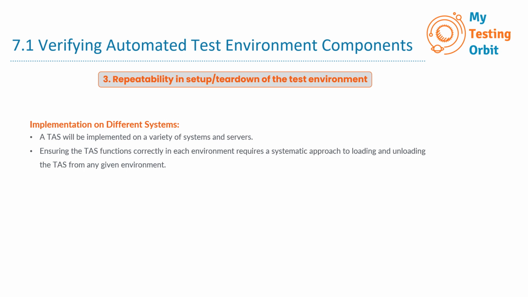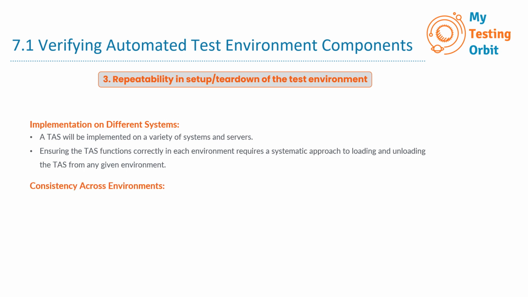Then we have unloading the TAS. Unloading refers to the process of removing or uninstalling the TAS from any environment. So it will involve cleaning up or removing all traces of the TAS and its components from the system, which will make sure that it doesn't leave behind any unwanted data or settings after the testing process is completed. So this will make sure that the TAS can smoothly function across different systems without causing any disruption.